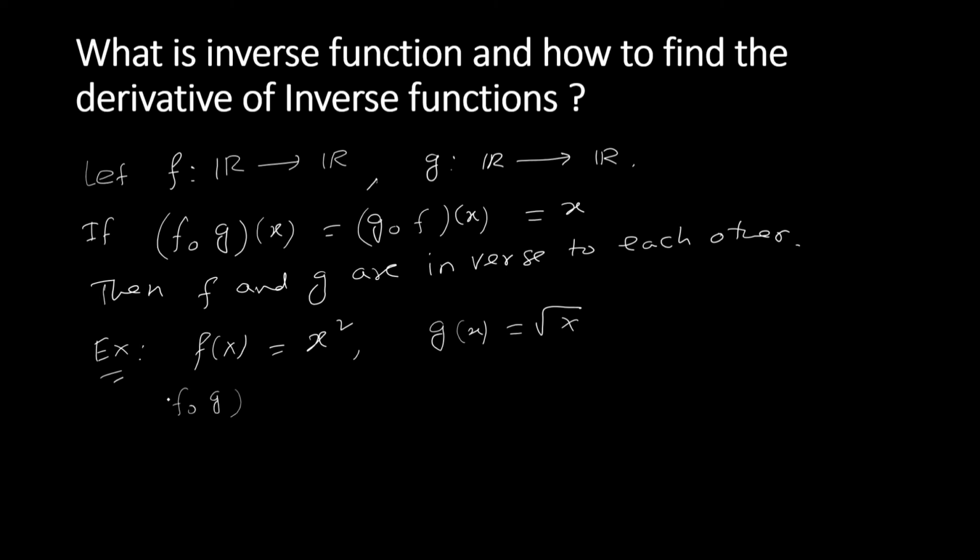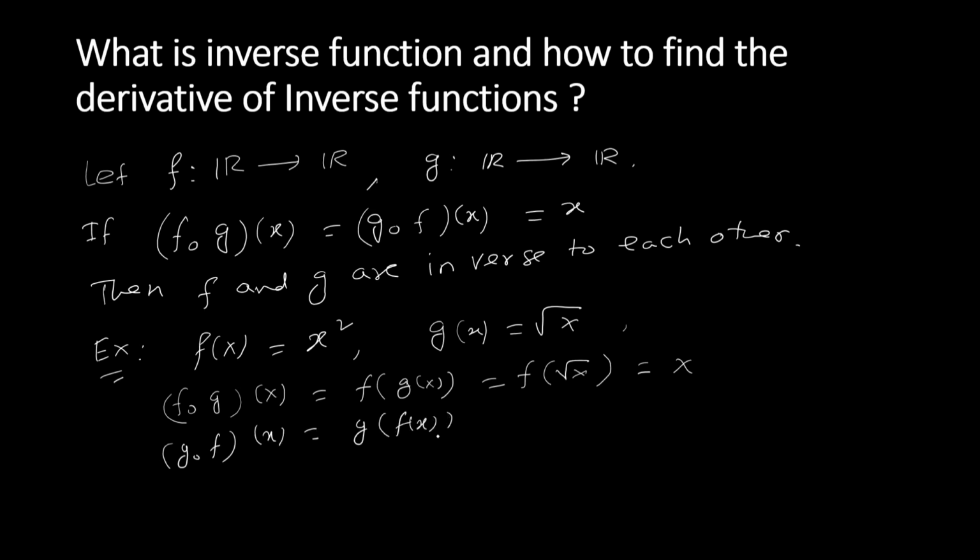Then f composition g of x, which is equal to f of g of x, is equal to f of square root of x, which is square root of x squared, equal to x. G composition f of x, which is equal to g of f of x, is equal to g of x square, which is equal to square root of x square, which is equal to x. So therefore f and g are inverse to each other.